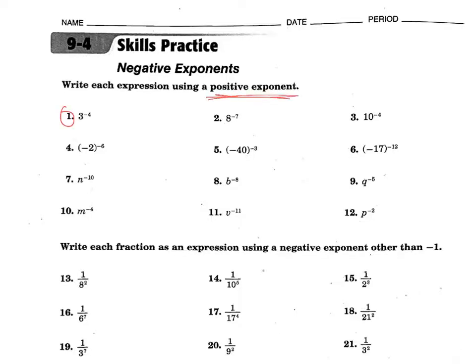They want you to write it with a positive exponent. It does not say evaluate, so you don't have to fully solve. So we're going to put it over 1, and we're going to flip it. And then we can leave it like that because these ones don't say evaluate, right?